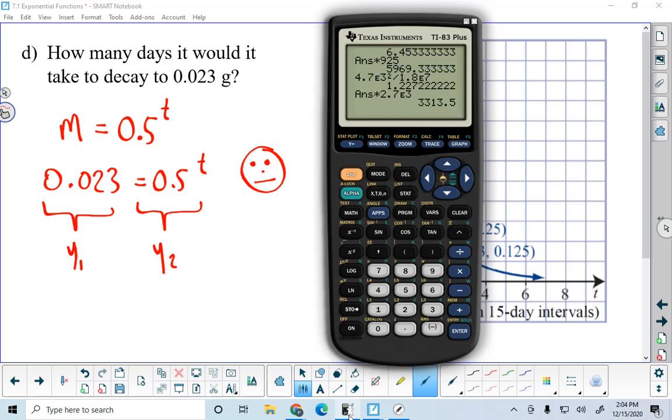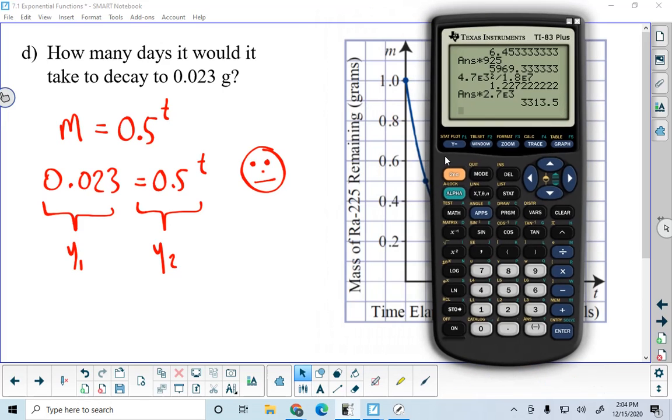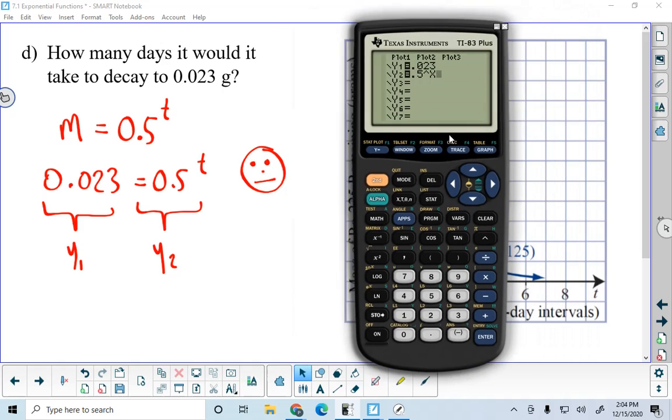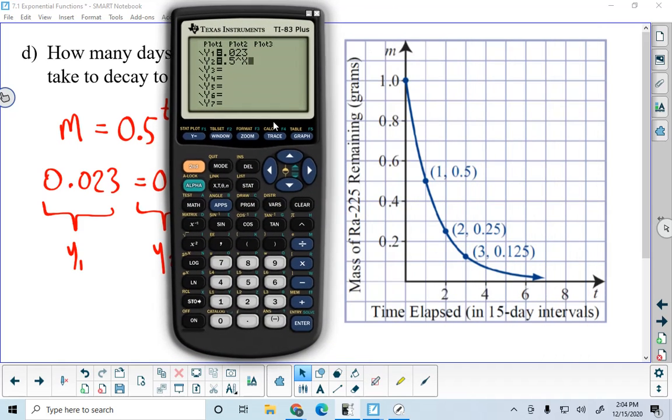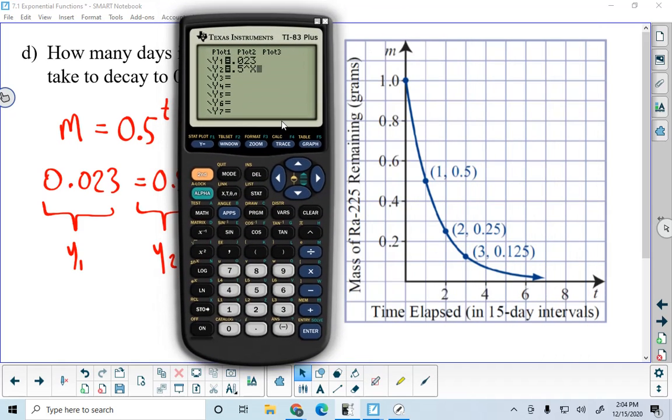We've solved equations graphically now since grade 10. I'm going to put 0.023, which is a pretty tiny number, for y1, and 0.5 raised to the x for y2. And I'm going to set my window settings up manually to match what we're looking at here.